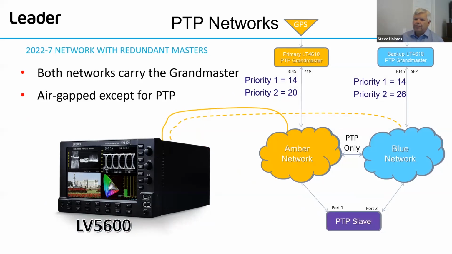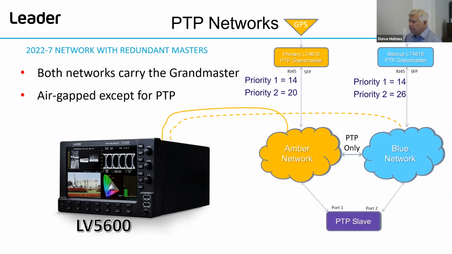In a lot of cases, we are implementing what has become known as the amber and blue networks. They aren't so much that one's a master and one's a slave. It's just twin networks putting out the exact same material. 2022-7 then will take that redundant data, bring it into a PTP slave or your end device, and it'll have a packet picker in there that will look at both flows, grab the data from one flow or the other flow, and give you a single output.